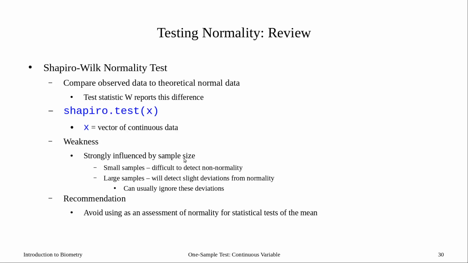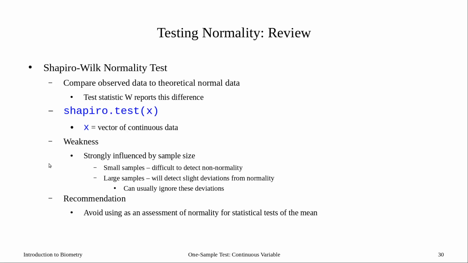and the weakness is related to sample size. So if we have small sample sizes, basically anything less than 100, it's going to be tough to detect non-normality. We have to be really non-normal in order to detect non-normality as our sample size declines. And then for large samples, we're going to detect very slight deviations.